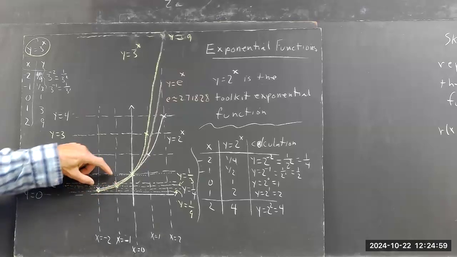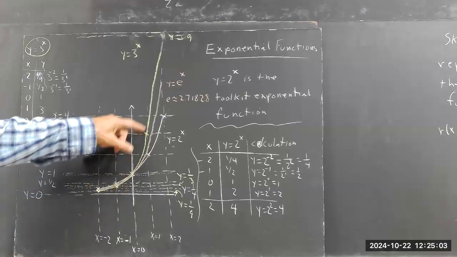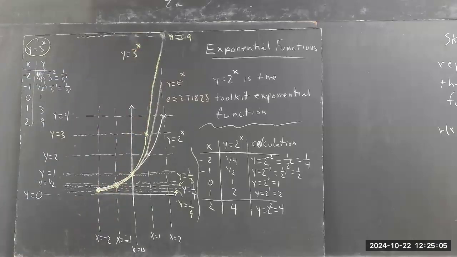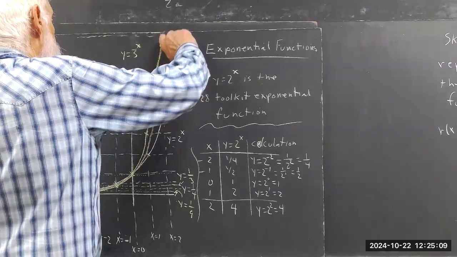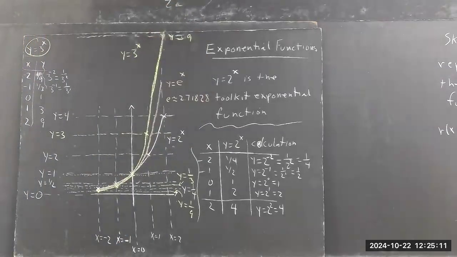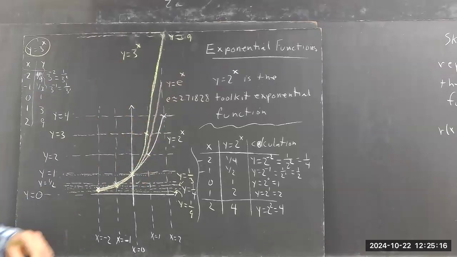These 2 points are lower than they are on the 2 to the x graph. And these 2 points are higher. And you can think about why that is. Pretty easy to understand if you think about the numbers. So there's our 2 to the x and our 3 to the x graph.